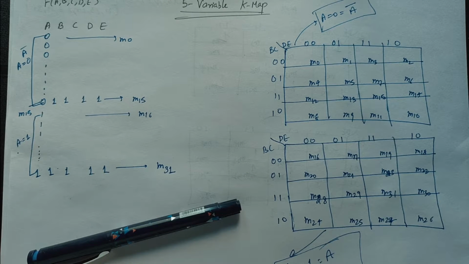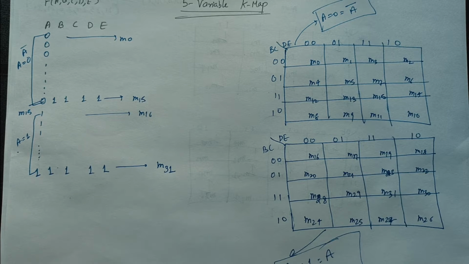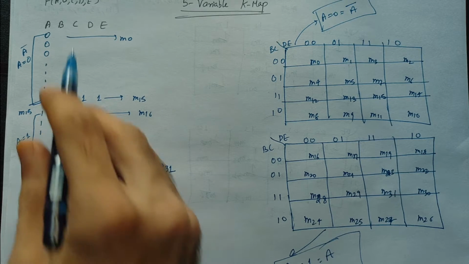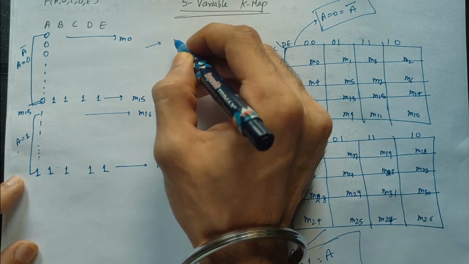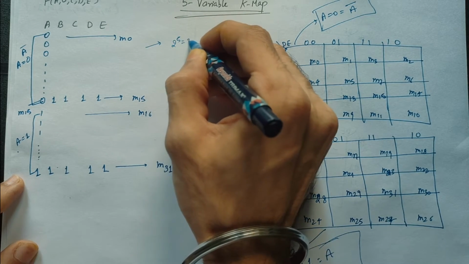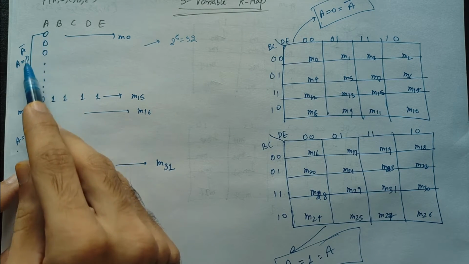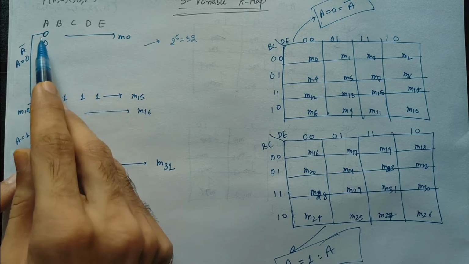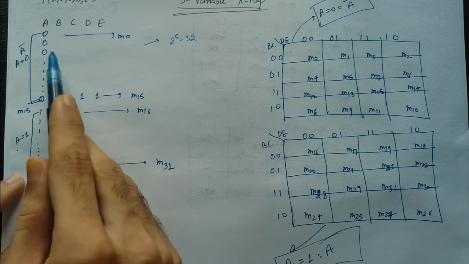So in this video we are going to discuss the 5 variable K-map. In a 5 variable K-map we will definitely have 5 variables, say A, B, C, D, E. If we draw the truth table, the possible number of input combinations of A, B, C, D, E would be 2 to the power 5, that is 32, right? These 32 combinations can be divided into two halves of 16 and 16.